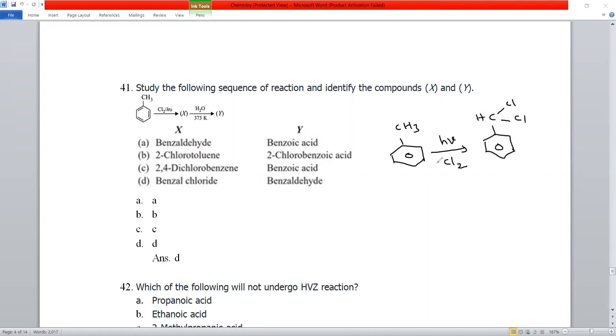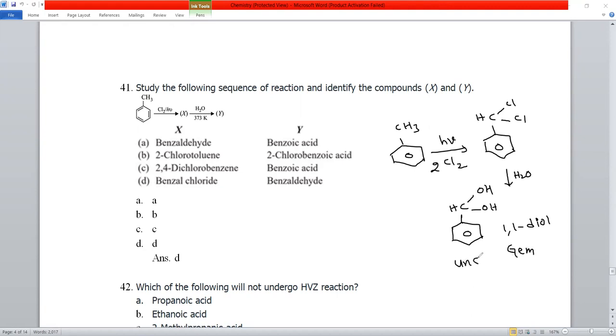If you treat with 2 moles, dichloro, benzal chloride we will get. So dichlorination is taking place. If you do hydrolysis, a nucleophilic substitution reaction is taking place, and instead of chlorine we get 2 OH groups. This is 1,1 diol. 1,1 diol is nothing but a geminal diol.